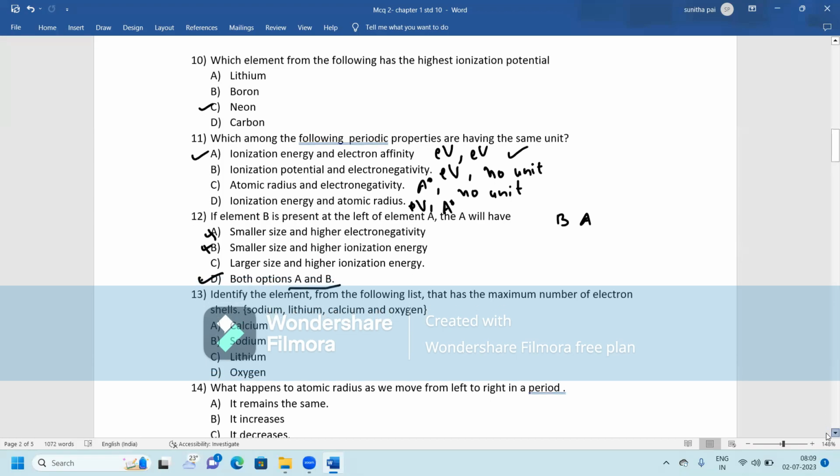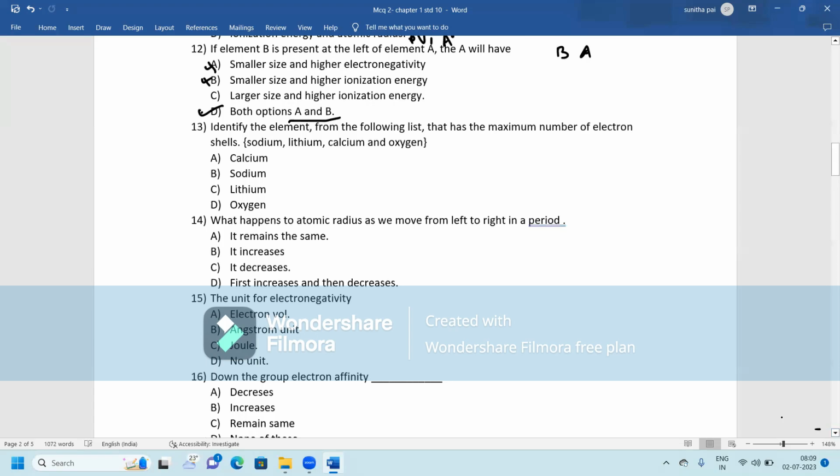Identify the element from the following list that has the maximum number of electron shells. Number of shells, okay. Calcium has 4 shells because the configuration is 2, 8, 8, 2. Sodium has 3 shells because of 2, 8, 1. Lithium has 2 shells because of 2, 1. Oxygen has 2 shells, 2, 6. So the maximum number of electron shells is for calcium.